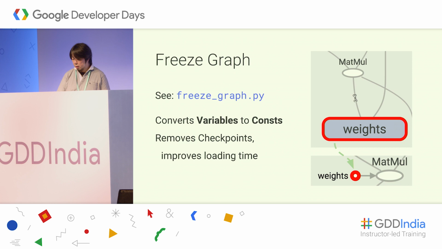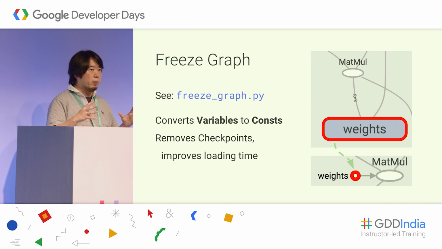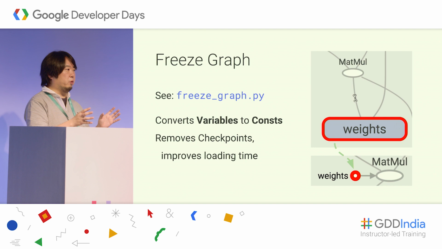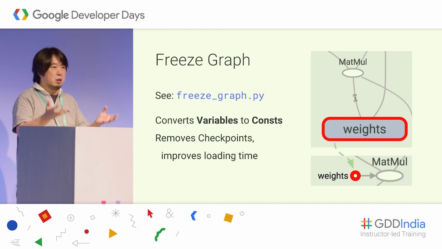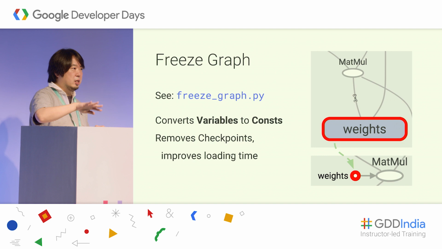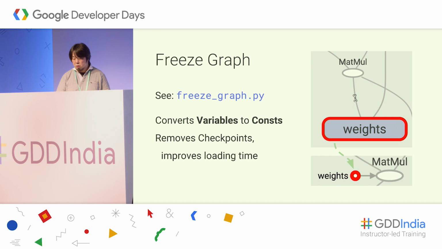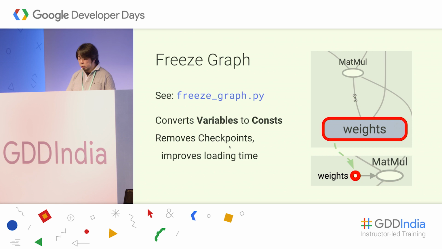Freezing the graph is just a conversion from variables to constants. In TensorFlow, we have many variables. For example, if you have weights and biases, usually people use variable objects to define those weights because you want to train the model, so that the weights in the variables can be modified from time to time by using GPUs, CPUs, or TPUs. But once you have finished your training, you don't have to have those weights as variables because you are not going to train the model on the mobile. So you can convert those variables to constants in TensorFlow. That is one technique you can use to compress the model. By using that, you can remove all the checkpoints and also improve the loading times.